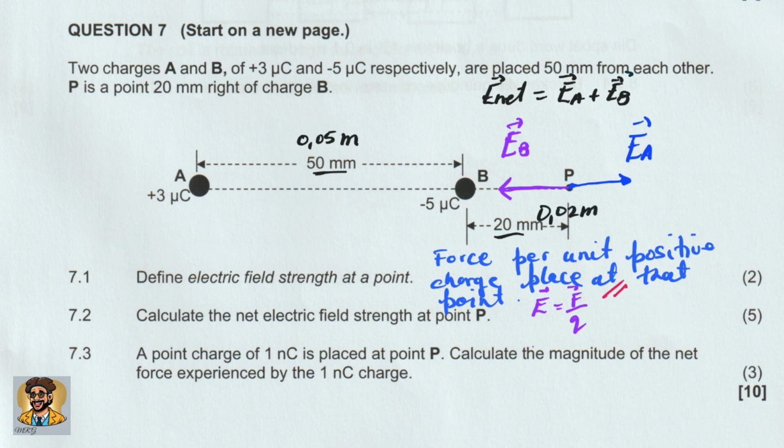What are the important data here? The charge cannot be in microcoulomb, it must be in coulomb. So this one will be 3 times 10 to the minus 6 coulomb, and this one here will be minus 5 times 10 to the minus 6 coulomb. We're working with coulomb, so we go now to a new page. We're going to answer that question here.